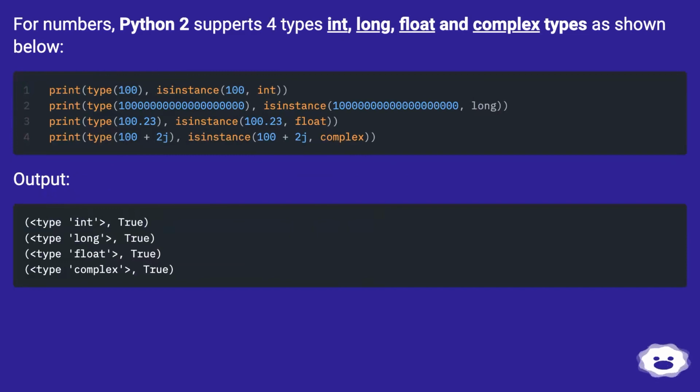For numbers, Python 2 supports 4 types: int, long, float and complex types as shown below. Output.